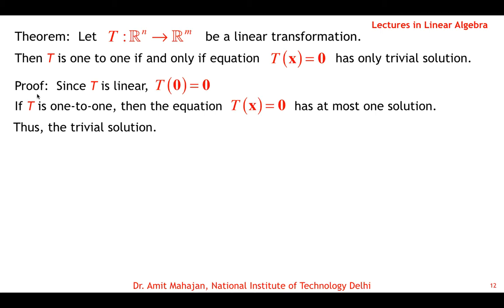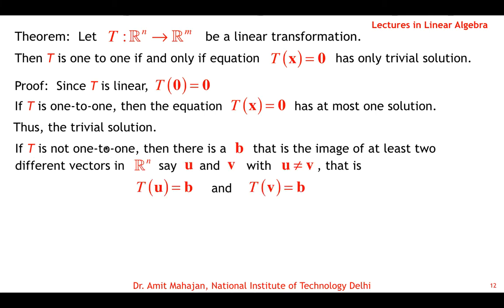Now we'll prove that if T is not one-to-one, that means there is a vector b in Rm such that it has 2 pre-images, that is, the image of at least 2 different vectors in the domain. Say u and v are two vectors such that the transformation of u is b and the transformation of v is also b, with u not equal to v. That is, T(u) = b and T(v) = b. So there are two different vectors which are mapped to the same vector in the codomain, so the transformation is not one-to-one.